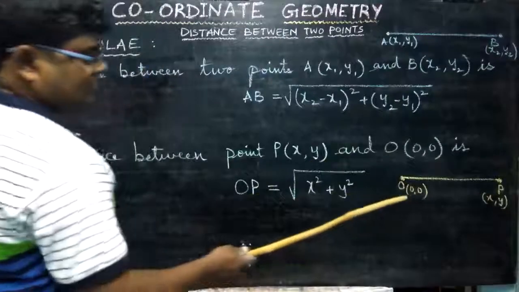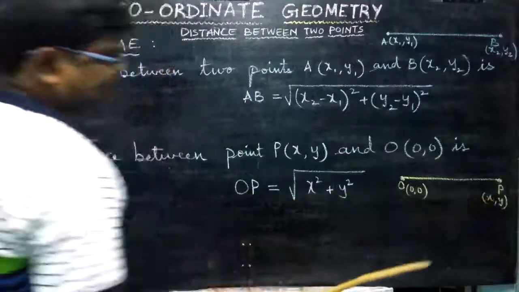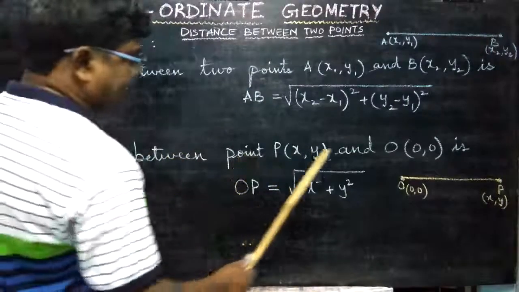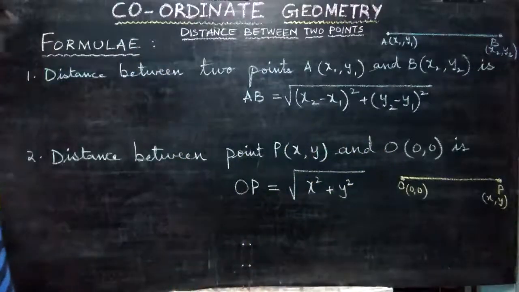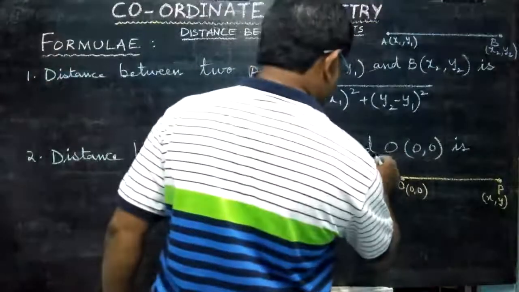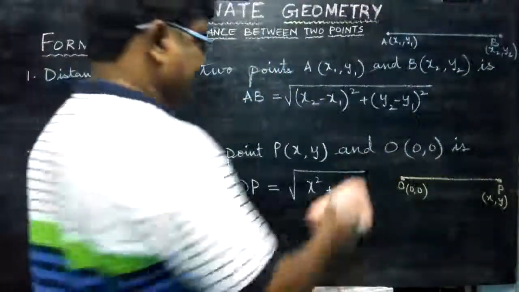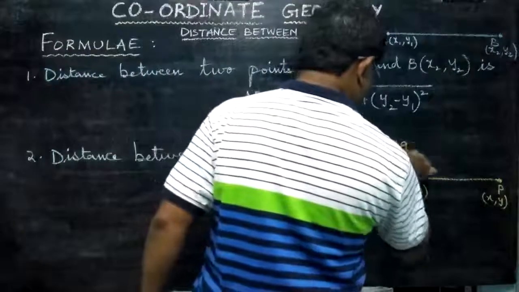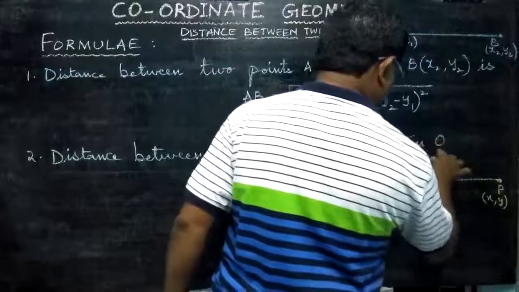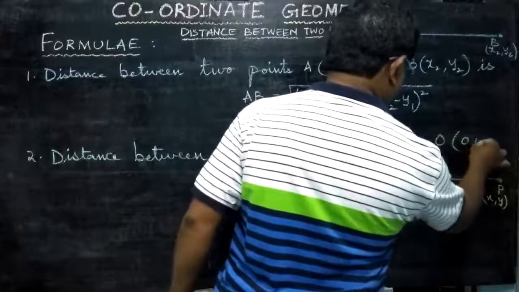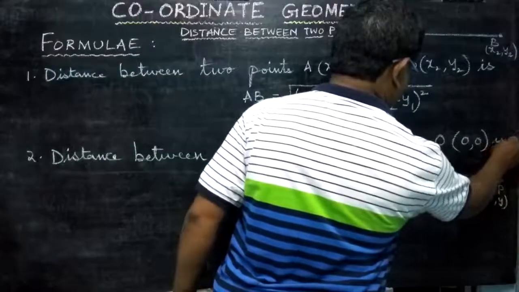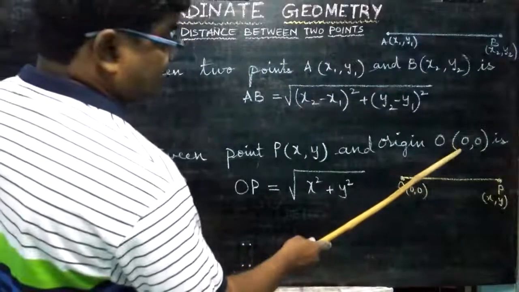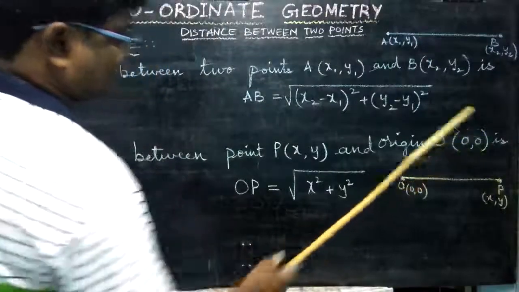So OP, O is origin and P is one point. Now OP means what? Distance between point and origin. Here to write, better write that one: distance between point and origin. The word origin should be there. We represent the origin as O, and the ordered pair of origin is always (0, 0). The coordinates of origin will be 0 comma 0.